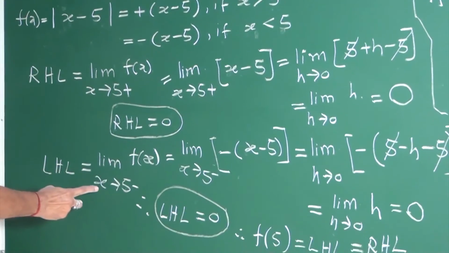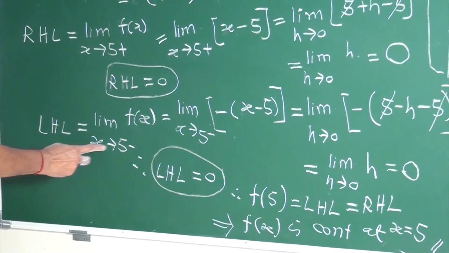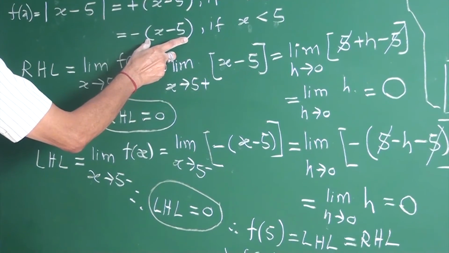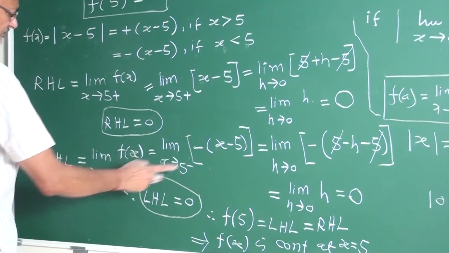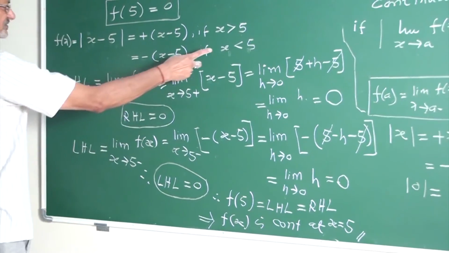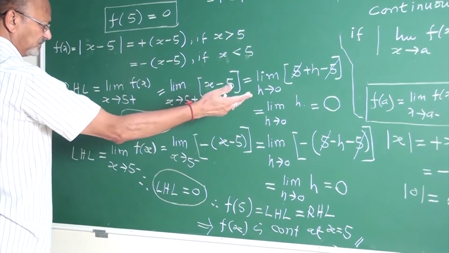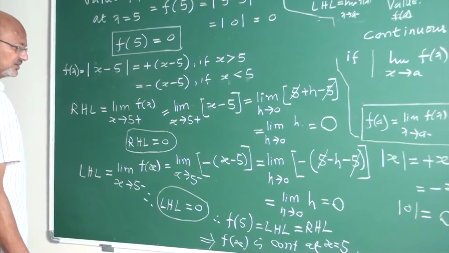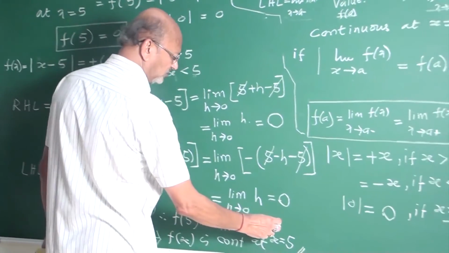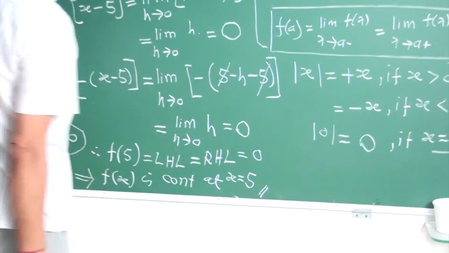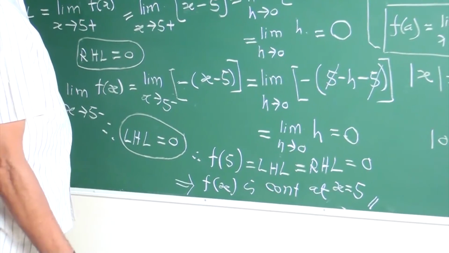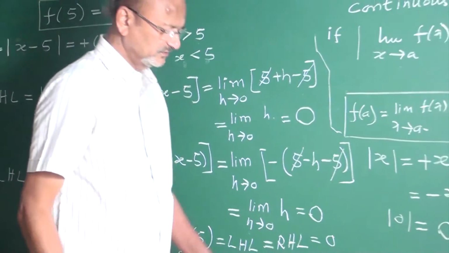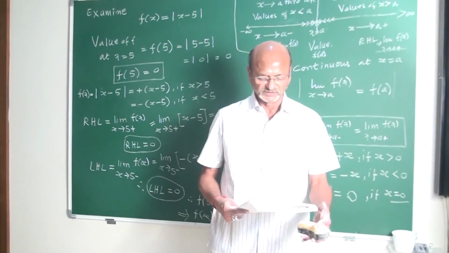LHL f(x), minus. Minus means what? Negative. When it is negative, it means less than 5. What is this? Minus x minus 5. Minus means what? Value of x is less than 5. This same simplification gives 0. In all the three cases they are the same, which is 0 itself. For all the three it is equal to what? 0. Therefore, the function which is mod is continuous at x equal to 5. Yes, my friends.